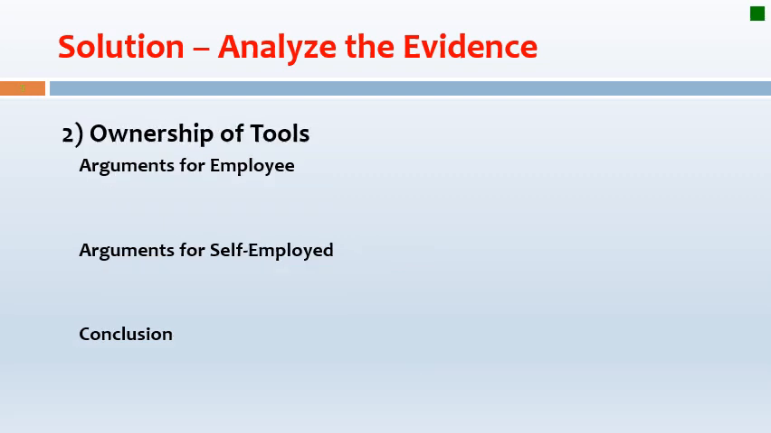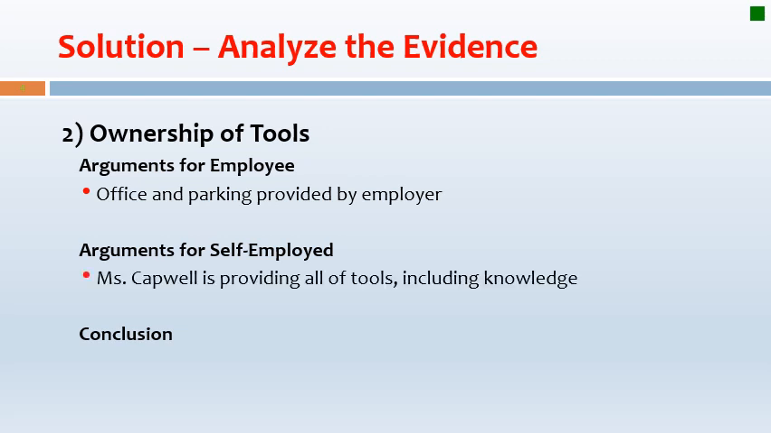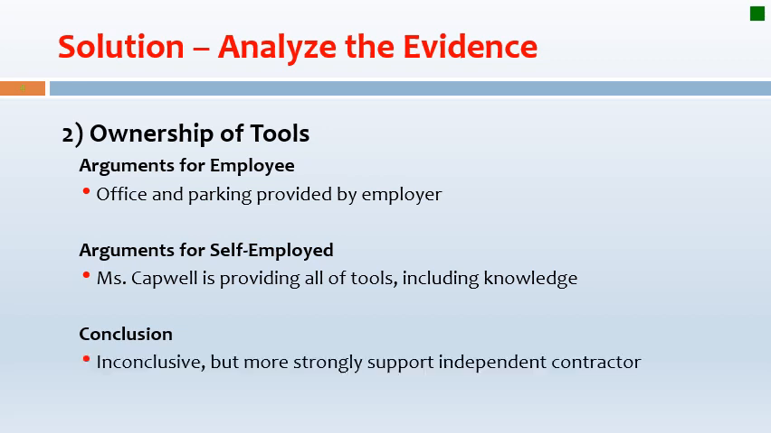Next, we'll take a look at the ownership of tools test. The fact that Davies Limited provides an office and parking for Ms. Capwell lends support to the argument that she may be an employee. The fact that she provides all of the other tools, including her own specific architectural knowledge, strongly supports the fact that she may be self-employed. Again, when we go to conclude on this specific test, it's kind of ambiguous because there's some arguments either way, but I think that there's a slightly stronger argument for her being an independent contractor here.